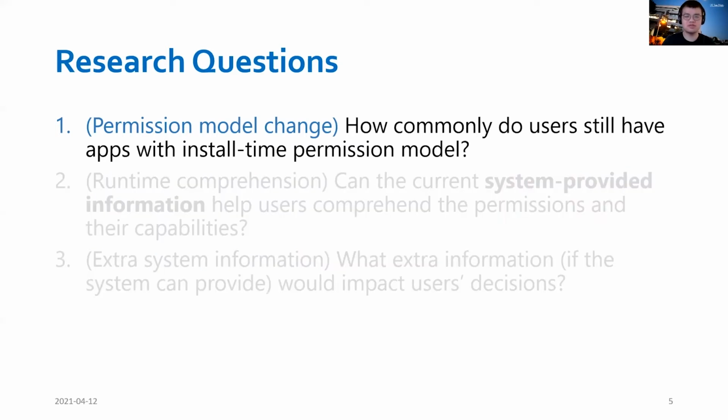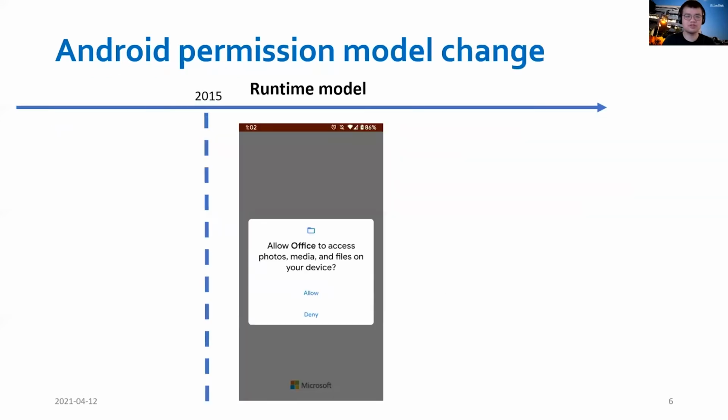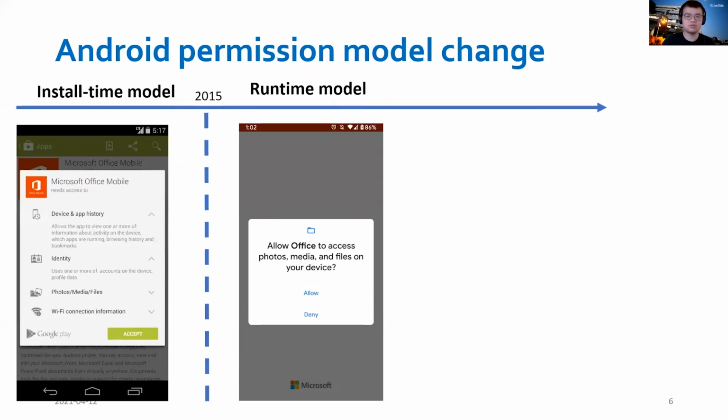We will first present our study on the permission model change. The current permission model on Android is the runtime permission model, as shown in this figure. It was released in 2015 in Android 6. The runtime permission model allows you to make decisions when you start using the app, and you can make decisions by groups. But before Android 6, Android adopted a model called the install time model. In this model, the permissions are requested before you start using the app. You have to accept all the permissions to use the app, and there is no context when you are making decisions.